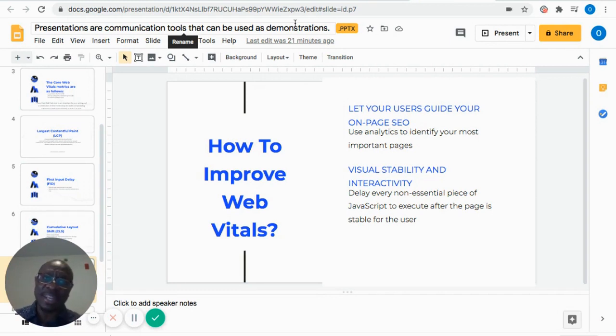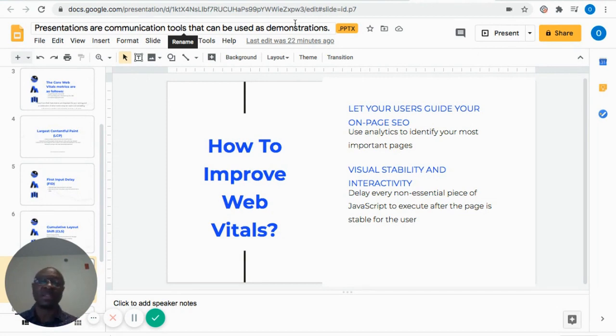Use analytics to identify your most important pages, and check if these vitals are in place, because if not, it's going to negatively impact your visibility and your ranking. Visual stability and interactivity is also important. So if your site is functioning well, you can delay every non-essential piece of JavaScript to execute after the page is stable for the user. You can use different plugins also to do that.